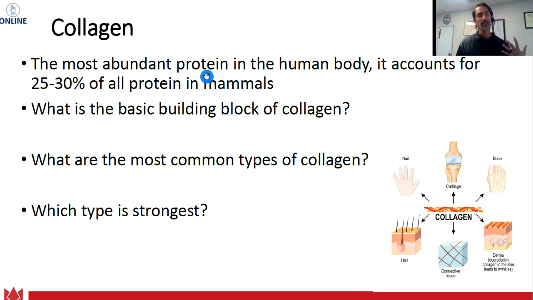So talking about collagen, what is collagen? It is a protein, and it's between 25 and 30% of all proteins in mammals. What would you say, going back to biology, is the basic building block of collagen or of proteins? And those would be our amino acids. We know that the most common types of collagen are 1, 2, and 3, and we know that type 1 is the strongest. And here are some examples of where collagen is throughout the body. But it's all over our bodies, and in particular we're trying to strengthen and load collagen in certain ways in physical therapy.